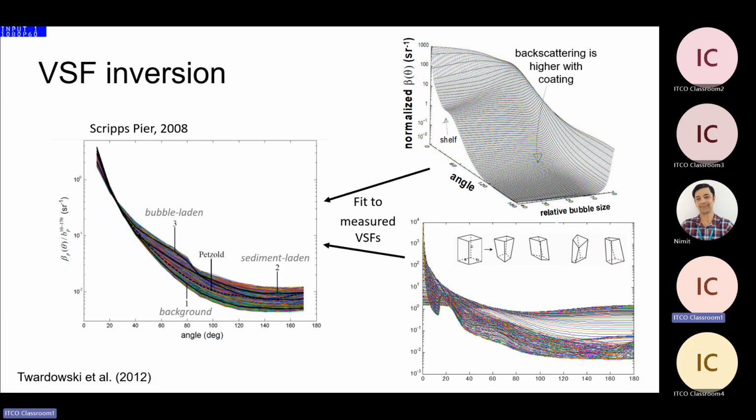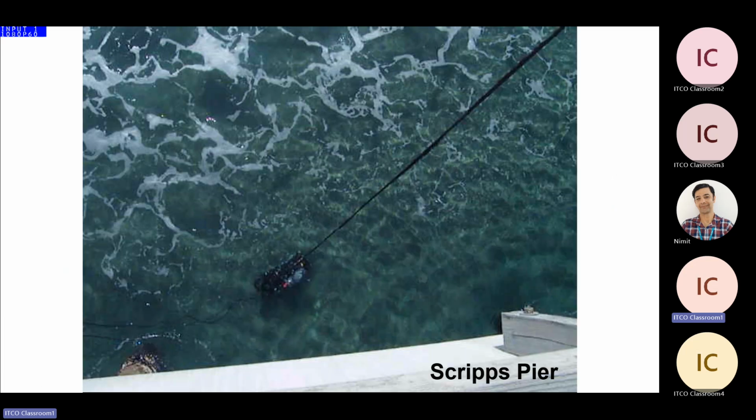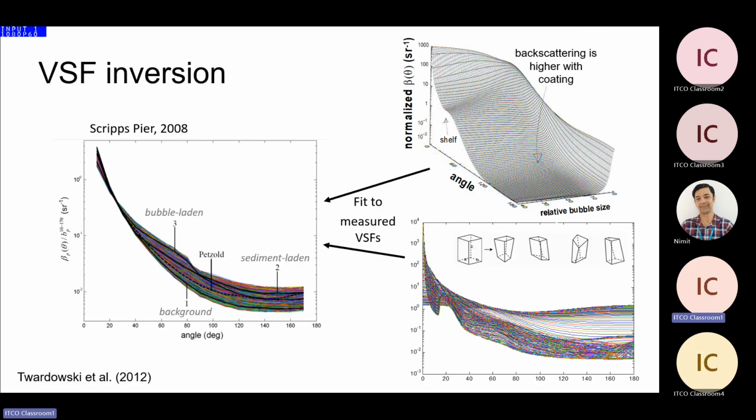We also did another example of inversion of a full VSF. This was specifically looking in a surf zone. Here's actually a video, but it didn't work. It's off Scripps Pier. We have the scattering measurements in the water and it shows this wave crashing over it, which is really nice. Use your imagination for that.